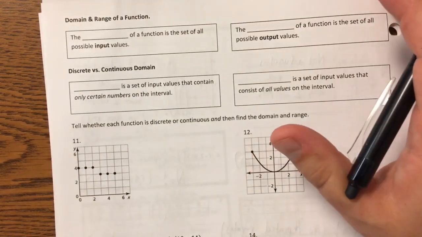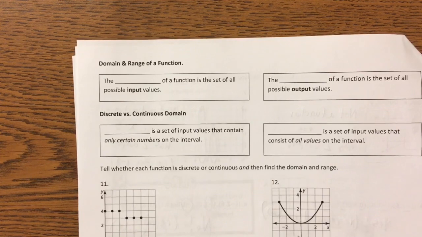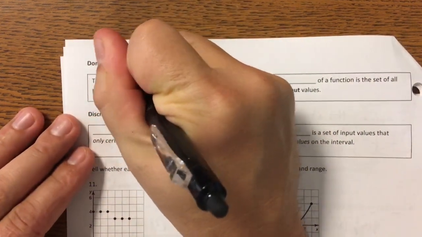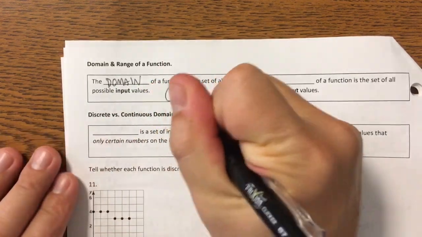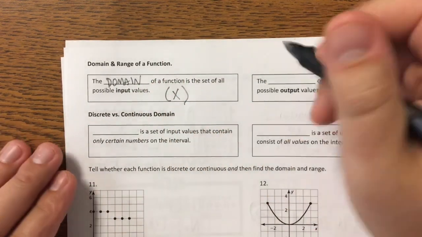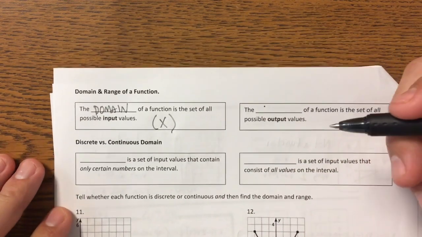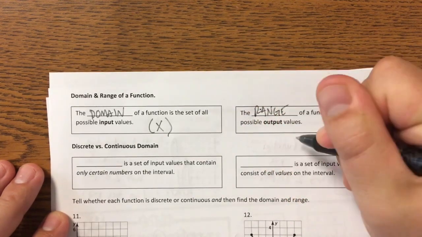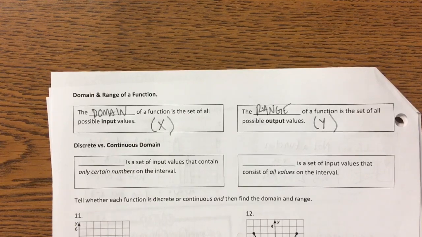Okay, so we've already briefly mentioned domain and range. Let's just nail down those concepts here. The domain of a function is the set of all possible input values, basically your x's. The range of a function is all of the possible output values. Those are our y values.